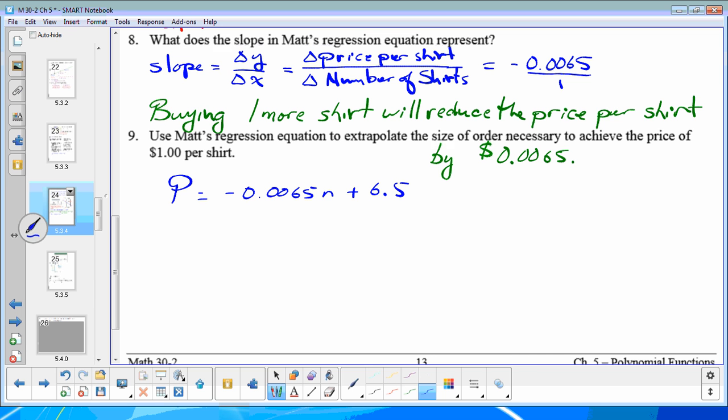So since we only have two variables here, we must be asked for either a P or an N. What do we ask for in this question? Are we asked for a P, or do we know the price? We know the price. So we know we have this price of $1 per shirt. That tells us the P value will be 1, and the N value is what we want to find. So we're just solving an equation.